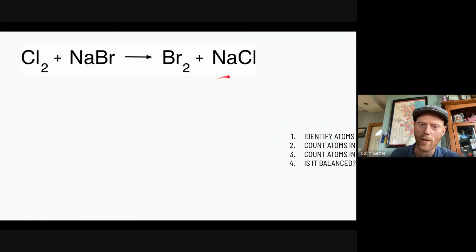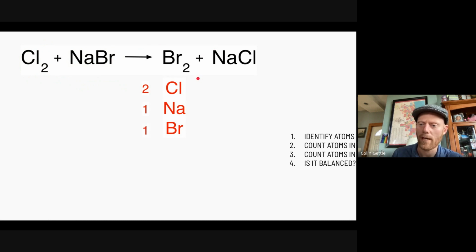All right, now that you've tried it, let's go ahead and do it together and see if you got it correct. We're going to identify our atoms. We have Cl, that's chlorine, Na is sodium, and Br is bromine. We're going to count the atoms in our reactants. I see there are 2 chlorines because I see that 2 there. I see there is 1 sodium or Na, and I see 1 Br, bromine.